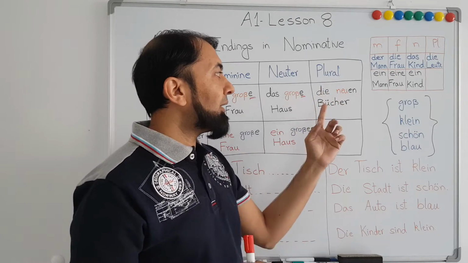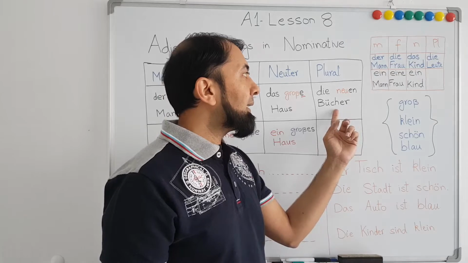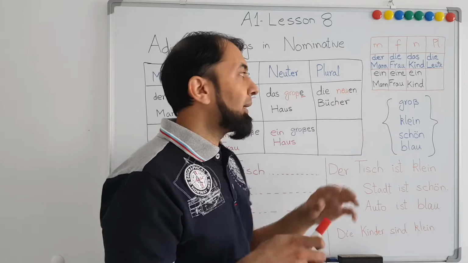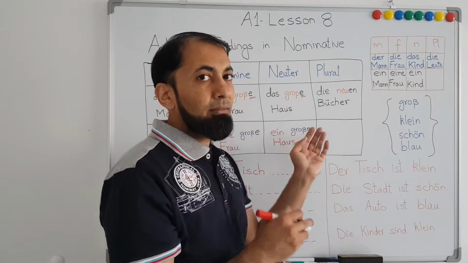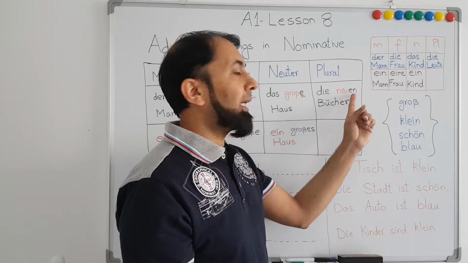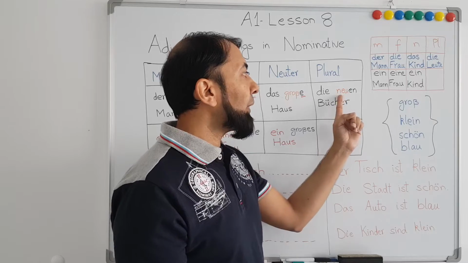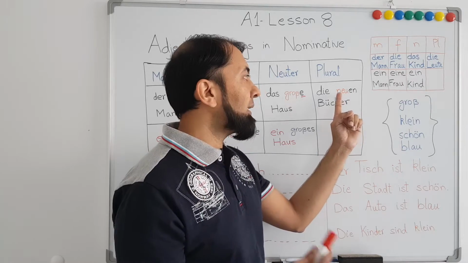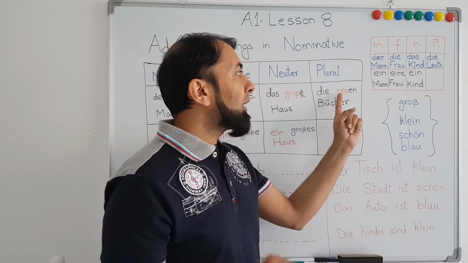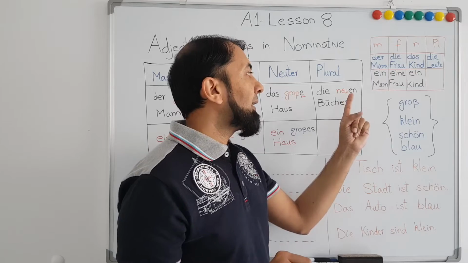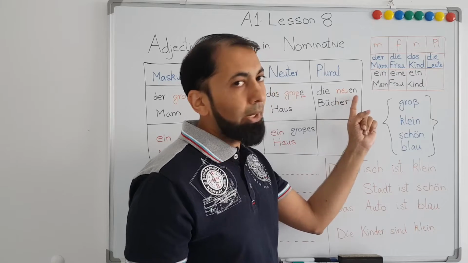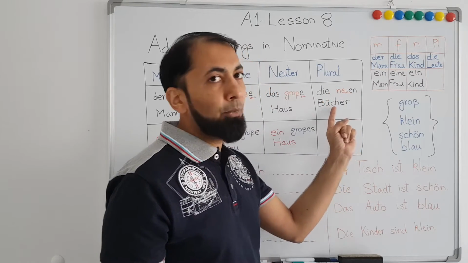Next is plural. If we have a plural noun, then we will add an en at the end of the adjective. So die Bücher, the books, the new books, die neuen Bücher. So neue is the basic form of new in German language, but if we want to use neue in nominative case before the noun, then it will become neuen, die neuen Bücher.